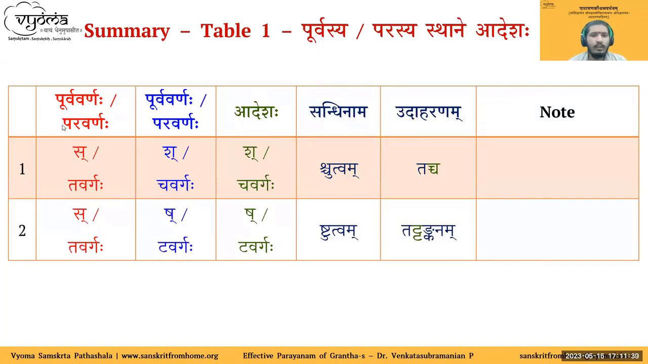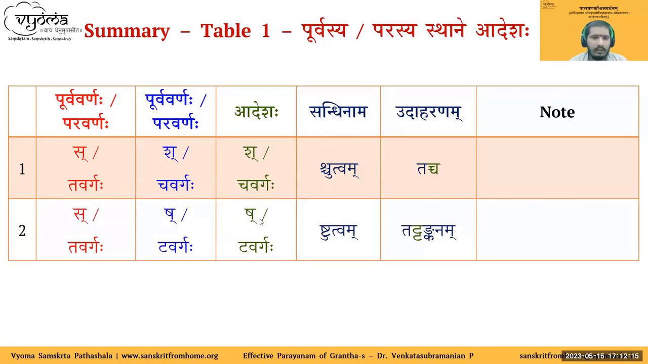Here, in this table, there are two sandhis. One is Shchutta Sandhi, the other is Shtutta Sandhi. In Shchutta Sandhi, what occurred is, if we have Sakara or Tavarga letters in contact with Shakara or Chavarga letters, then in place of Sakara and Tavarga, we get Shakara and Chavarga as the Adesha. The udaharanam is Tachcha, Tathacha, Tachcha, iti drishta.